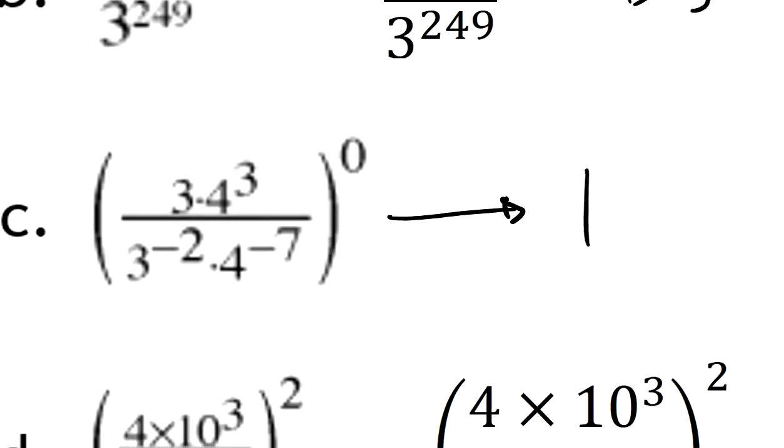Part C was pretty simple because I'm trained now. If I see something raised to the 0 power, I understand that that's 1. So something to the 0 power is going to equal 1. So I really don't care necessarily what's inside of those parentheses.